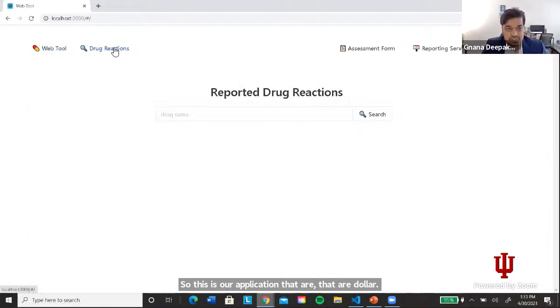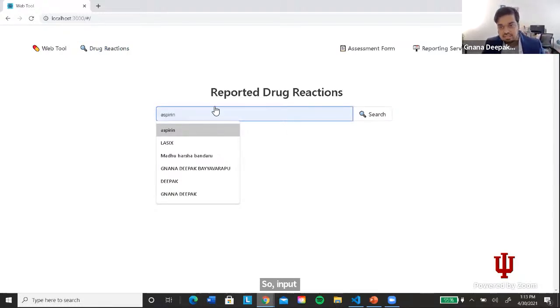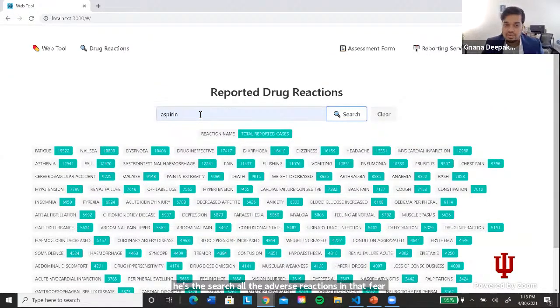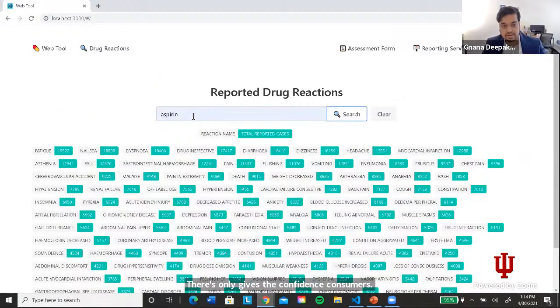So the first component is the drug reactions. This has 1 input. Whenever you input a generic drug name and hit search, all the adverse reactions in the FAERS database will be displayed along with the count. This gives confidence to consumers, and also information regarding the already reported drug reactions associated with this particular drug.